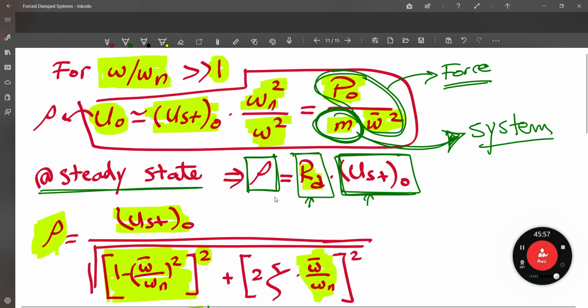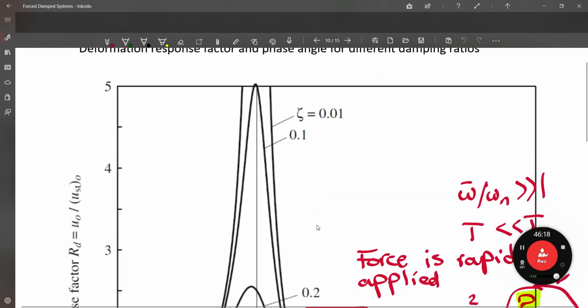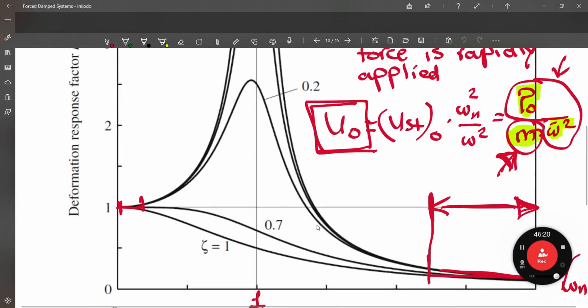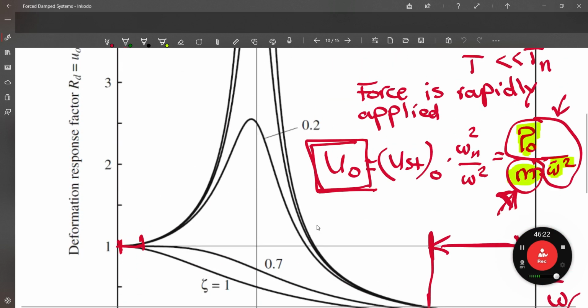Okay, this is related to the system. So here in this case, where omega bar over omega n is very large, larger than 1, mass is going to be the main controller for us. Mass is going to be the main controller for us, and this is the definition of what I have said. Now let's go back to what we were discussing before. I think that now you can understand what I meant by this equation.